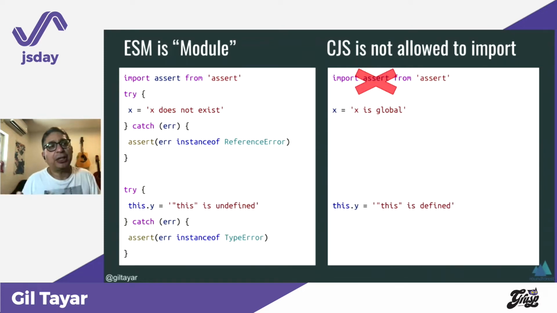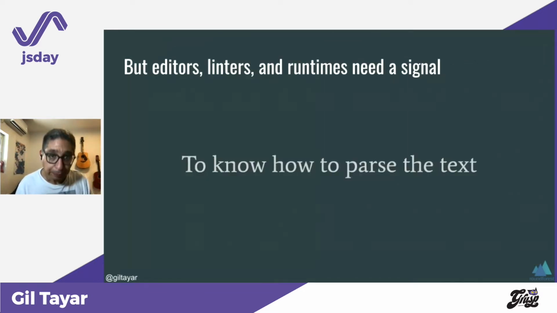So ESM is what is called a module. CJS is what's called script. In the ES6 world, you have modules which are strict by definition and scripts which are not strict by definition. And the most important thing and the problem, CJS is not allowed to import. It's allowed to require, but it's not allowed to import because scripts are not allowed to. So in ESM you can import, and we'll see later that you can also require. But CJS is not allowed to import using the import from syntax. We'll see later how it can import stuff.